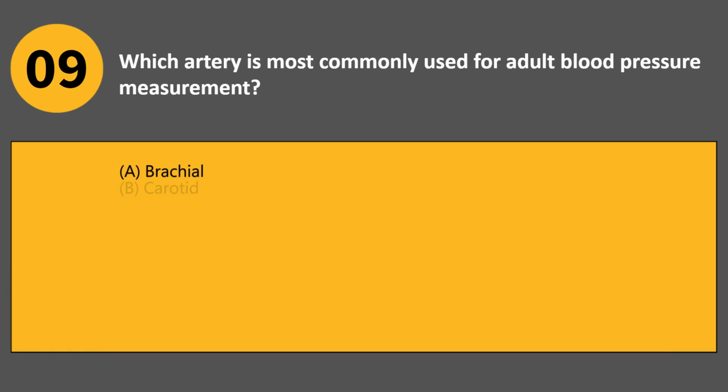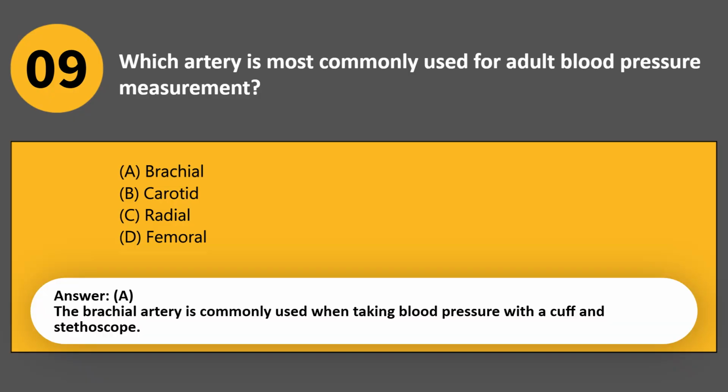Which artery is most commonly used for adult blood pressure measurement? A. Brachial. B. Carotid. C. Radial. D. Femoral. Answer A. The brachial artery is commonly used when taking blood pressure with a cuff and stethoscope.